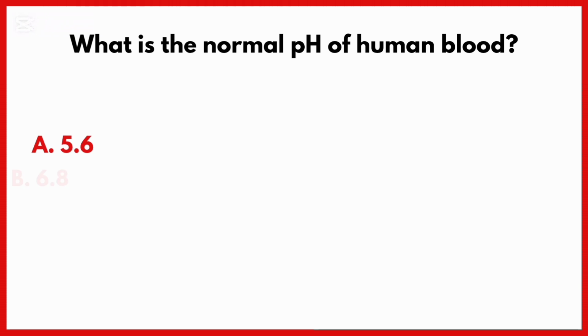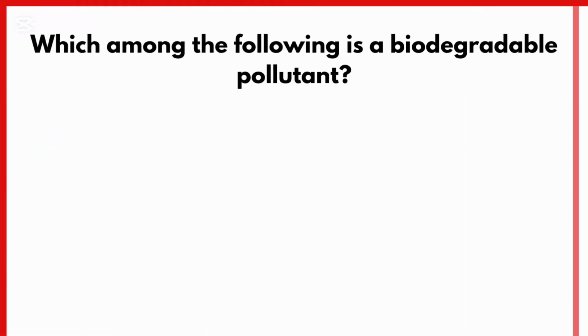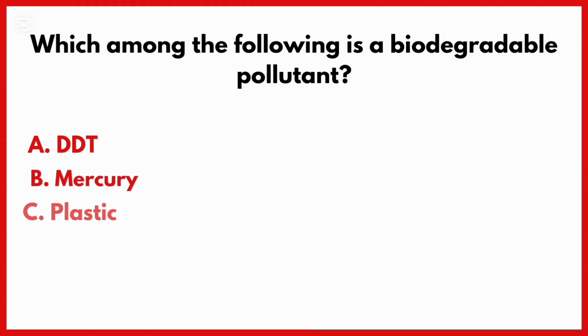What is the normal pH of human blood? Correct answer is option C, 7.4. Which among the following is a biodegradable pollutant? Correct answer is option D.